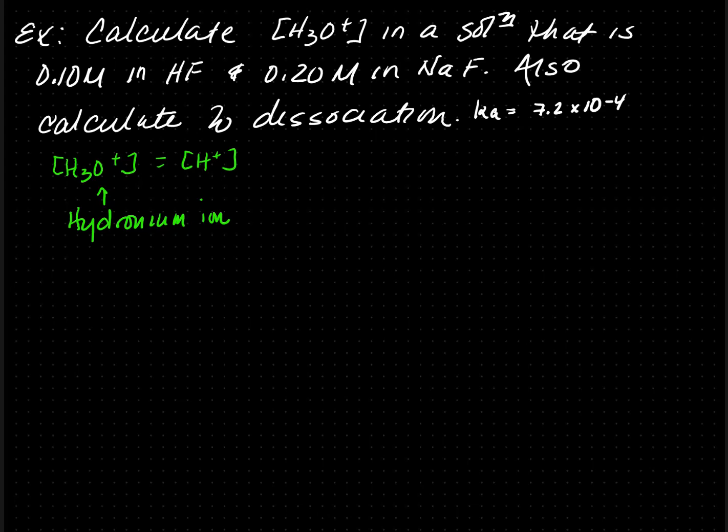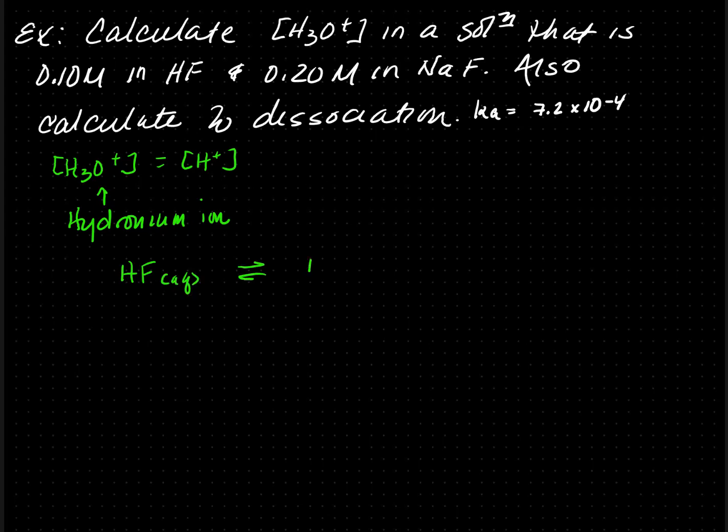Also calculate the percent dissociation. The Ka is provided as 7.2 times 10 to the negative fourth. Since Ka is provided, we are going to start with an acid. The acid provided is hydrofluoric acid. We're going to dissociate that into its ions.